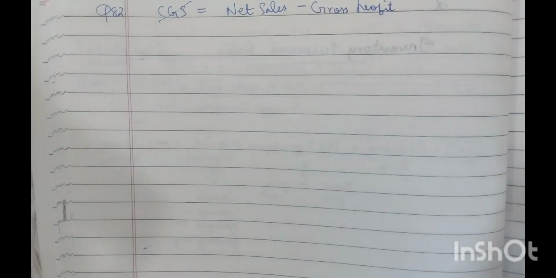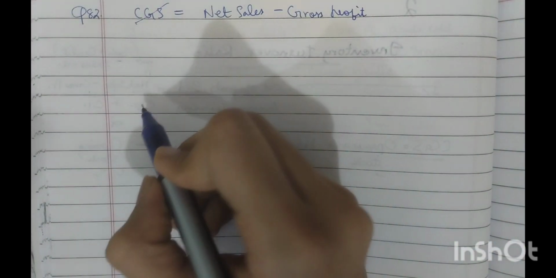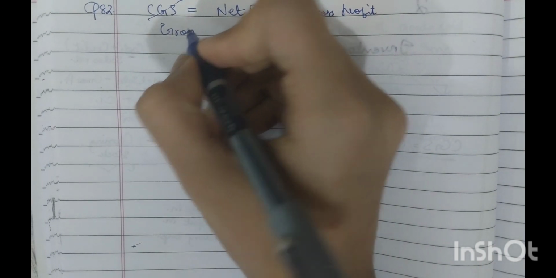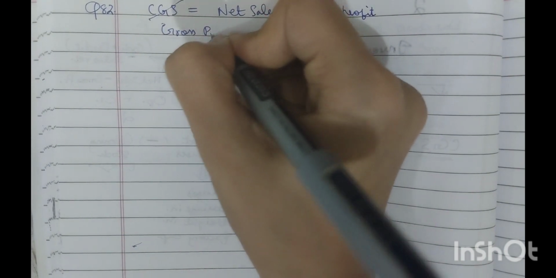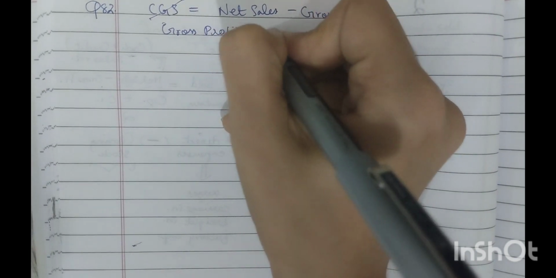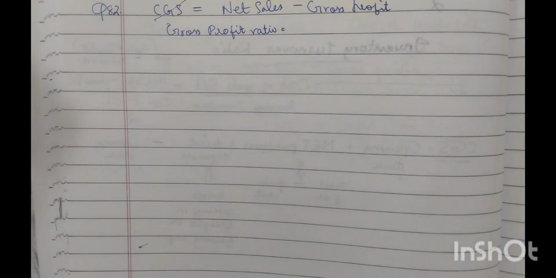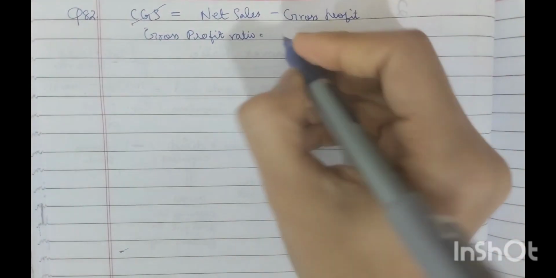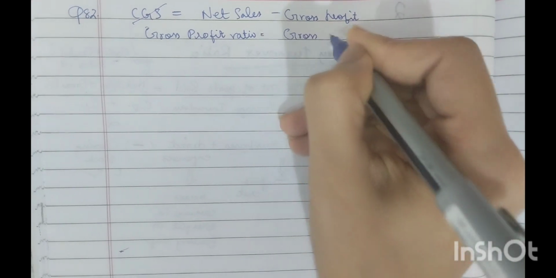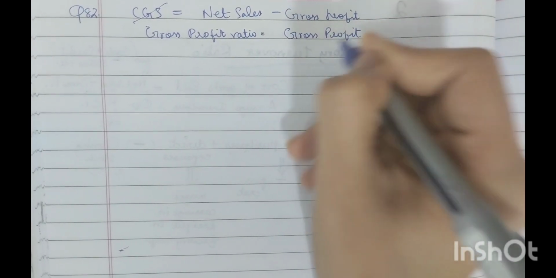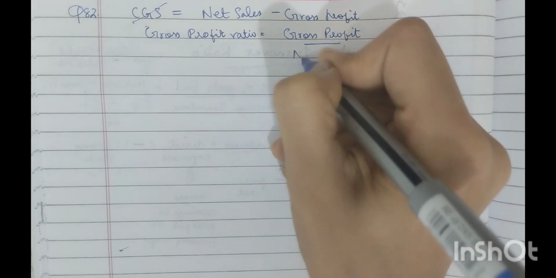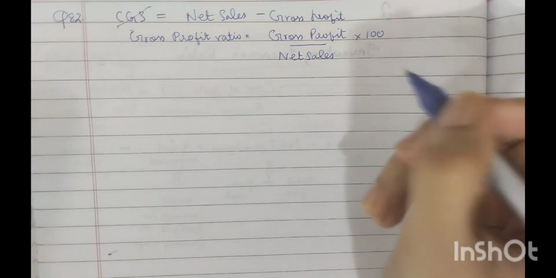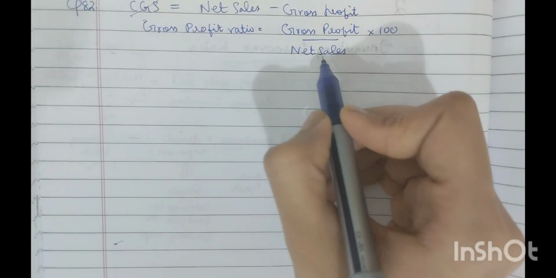But here they haven't given us gross profit either. They've only given us a gross profit ratio. Now, gross profit ratio is another type of ratio which we'll cover later on, but for this question I'll just shortly introduce you guys to it. So gross profit ratio is equal to our gross profit, GP, by our net sales into 100.